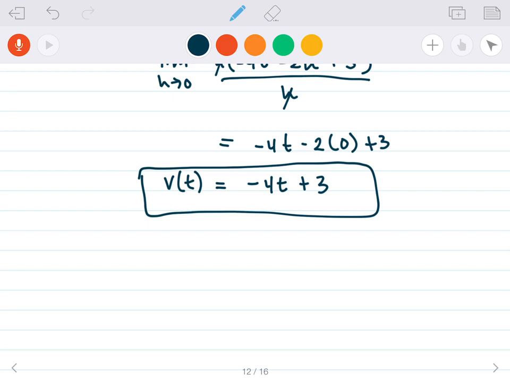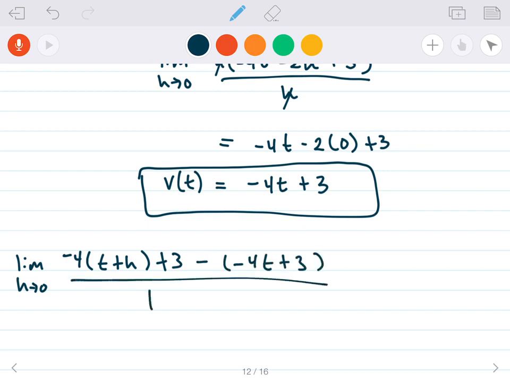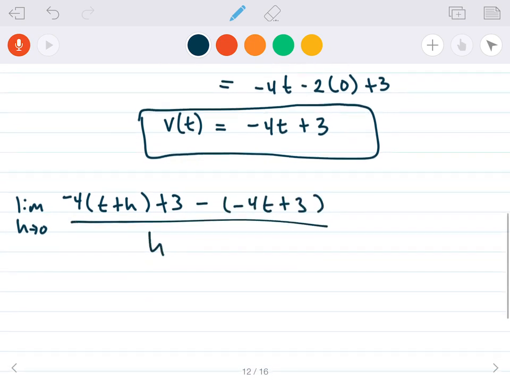So we can do the same thing if we want to find the acceleration. We take the derivative of the velocity function. And so, again, we're using our derivative definition. So we have negative 4. This is f of t plus h minus f of t, all divided by h. Combine like terms and simplify.